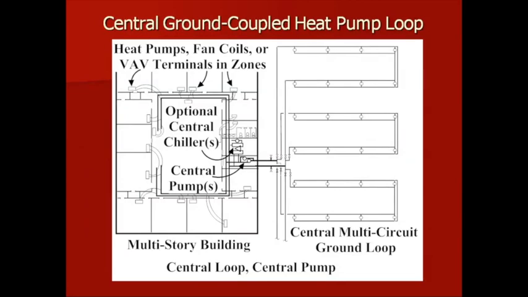Now let's look at the central loop systems that we mentioned earlier. Typically you'll have this central multi-circuit ground loop. Sometimes they'll have an underground vault out here, where they manifold these circuits off so that they can be flushed and purged individually. And typically we'll have central pumps. Often you'll have heat pumps in the zones, but as I mentioned to you earlier, people are now beginning to use central chillers with VAV terminals or fan coils in the zone. So that's what we refer to as a central ground loop heat pump system.